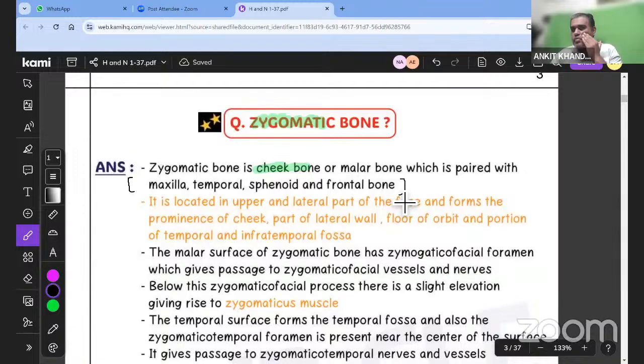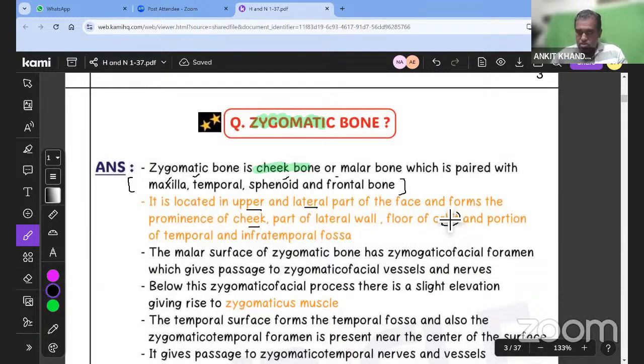Below you have maxilla. In front, you have the frontal bone, right? Here you have the sphenoid bone deep inside, and you have the temporal bone over here. So it is forming joints with maxilla, temporal, sphenoid, and frontal. Simple as that. It is located in the upper and the lateral part of the face, as I told you, and forms the prominence of the cheek.